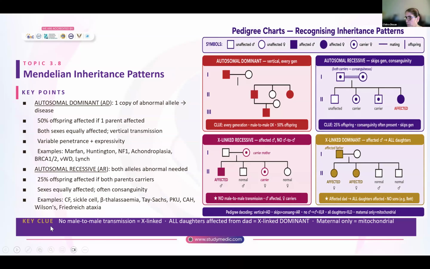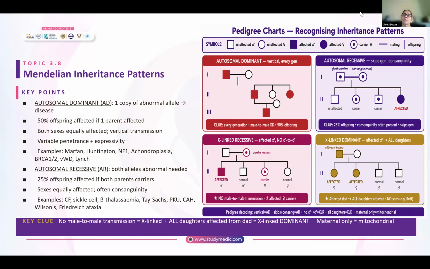Now coming to something which most students find difficult, recognizing how to read pedigree charts. These are pedigree charts for the Mendelian inheritance patterns, that is autosomal dominant or autosomal recessive, X-linked dominant, X-linked recessive. For all these, it's very useful to read the pedigree chart. We will see how to read the pedigree chart.